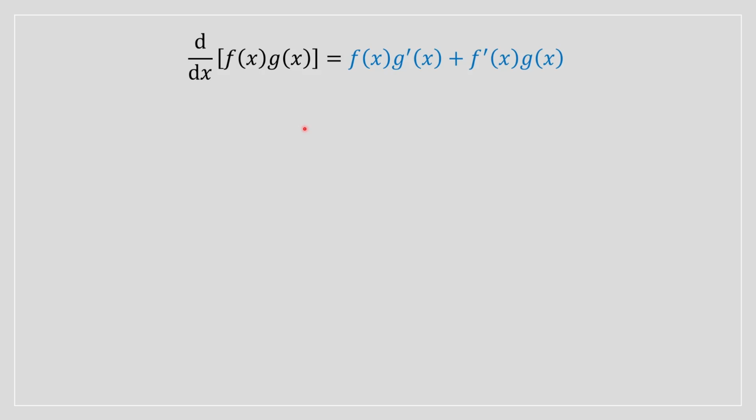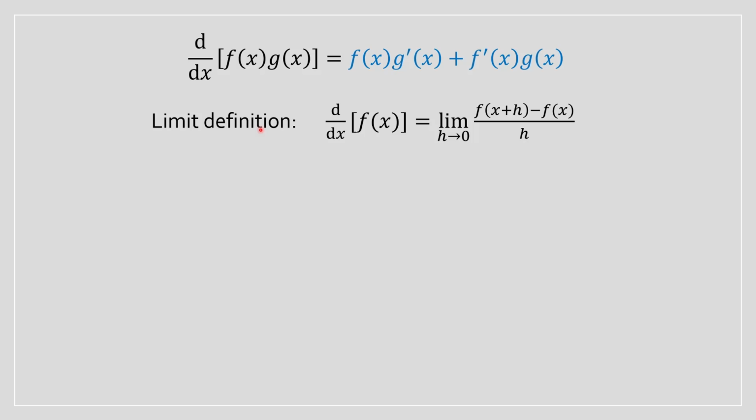Alright lads, let's prove the product rule from Calculus 1. First things first, we're going to apply the limit definition to solve for it. So the derivative could be expressed as the limit as h approaches 0 of f(x + h) minus f(x), divided by h.